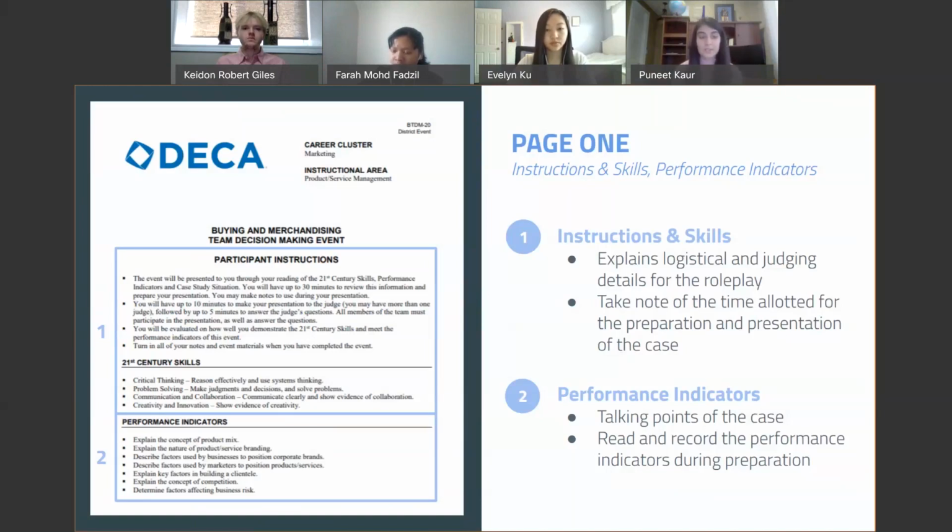And then at the bottom of the page, you're always going to see a section that has performance indicators. And this is where you're told exactly what you need to talk about in your presentation. And it's really good to make notes on the case relating to these performance indicators. So you're connecting back these factors to whatever the case study situation is. So you always need to focus on these two things when you're preparing for your event. So make sure you just take a quick skim and write down relevant notes once you get started so you don't lose track of this information.